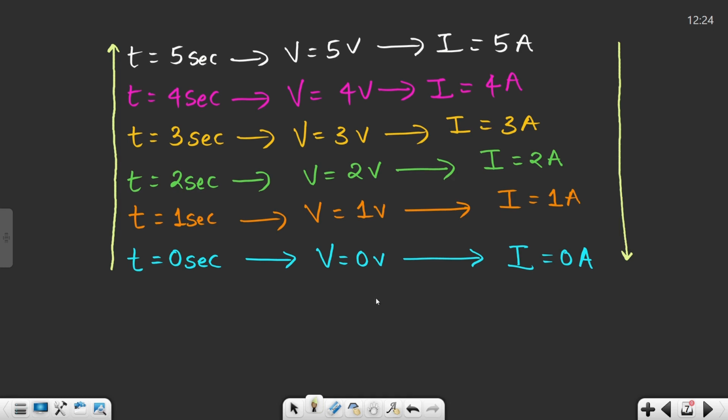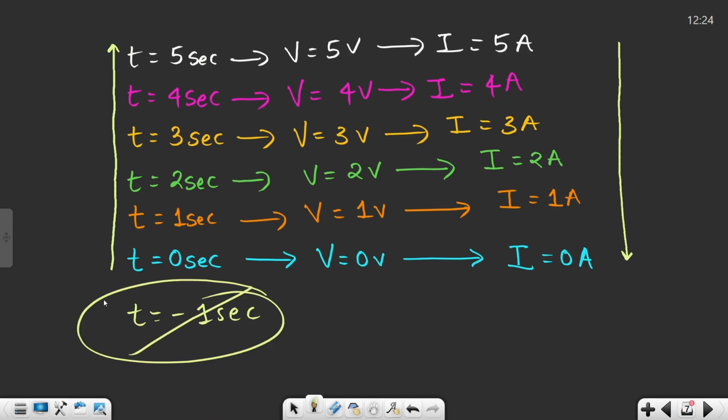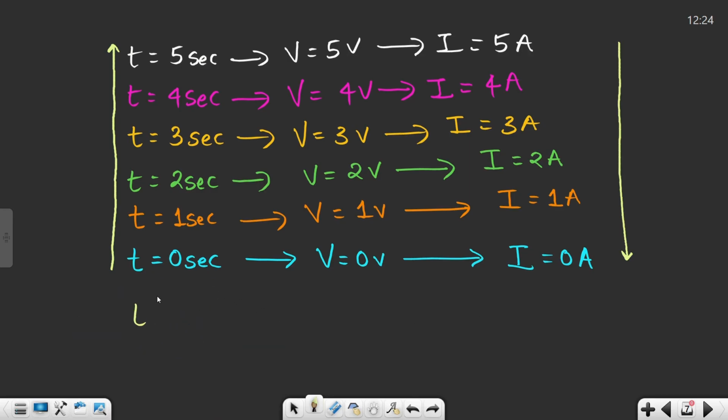Let's say you decrease the time, then what will happen at around t equals minus 1 second? It's unrealistic, right? There isn't any such concept as minus 1 second. Okay, so the time will keep on increasing, from 5 it will go to 6, but you are decreasing the voltage, and since you are decreasing the voltage, you are decreasing the current as well. So let's try to understand how we can achieve this kind of signal.